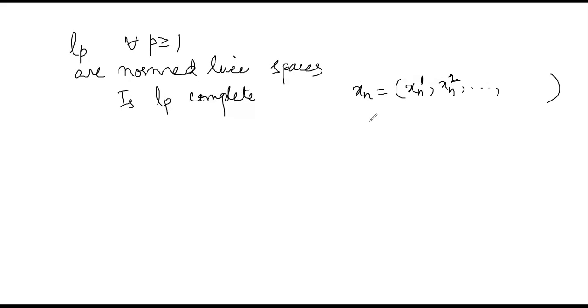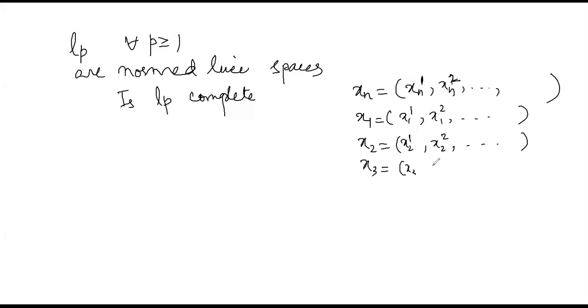So now again I can think of my first sequence as x11, x12, and so on. Then I have another sequence x21, x22, and so on. And I can go on and on. Another sequence would be x31, x32, and so on. And then you just go on and on. So this is your Cauchy sequence.